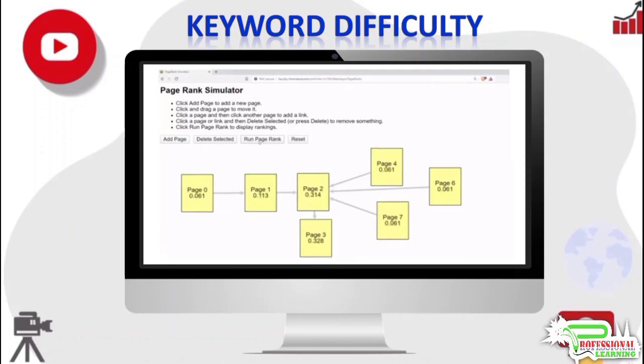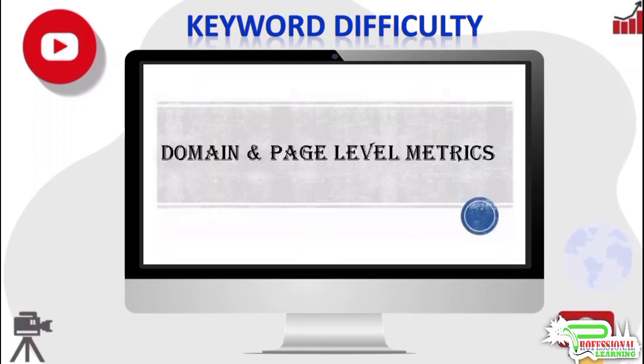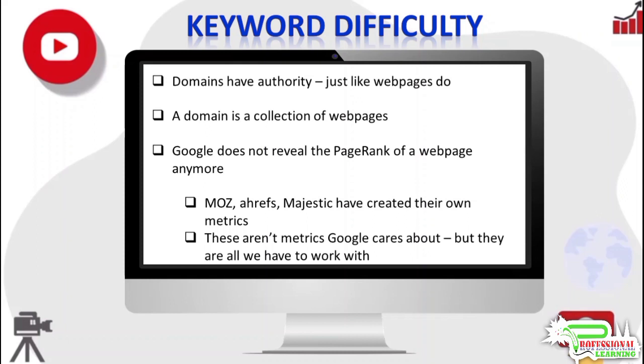This is a very simplistic explanation of the PageRank algorithm, but at least a very basic understanding of PageRank is essential to understand concepts like page authority and domain authority. Just like every page on a website has some level of authority, a domain also has a certain level of authority. After all, a domain is just a collection of individual web pages.